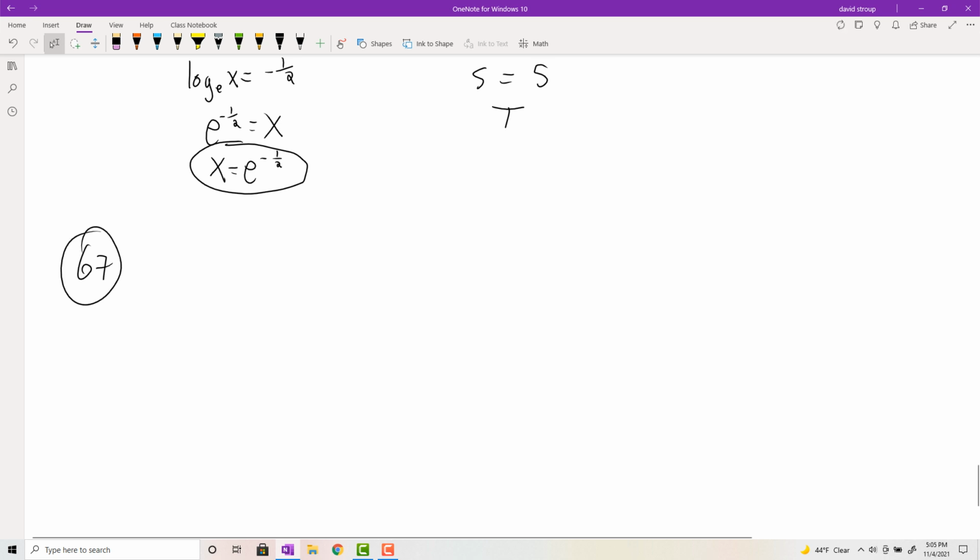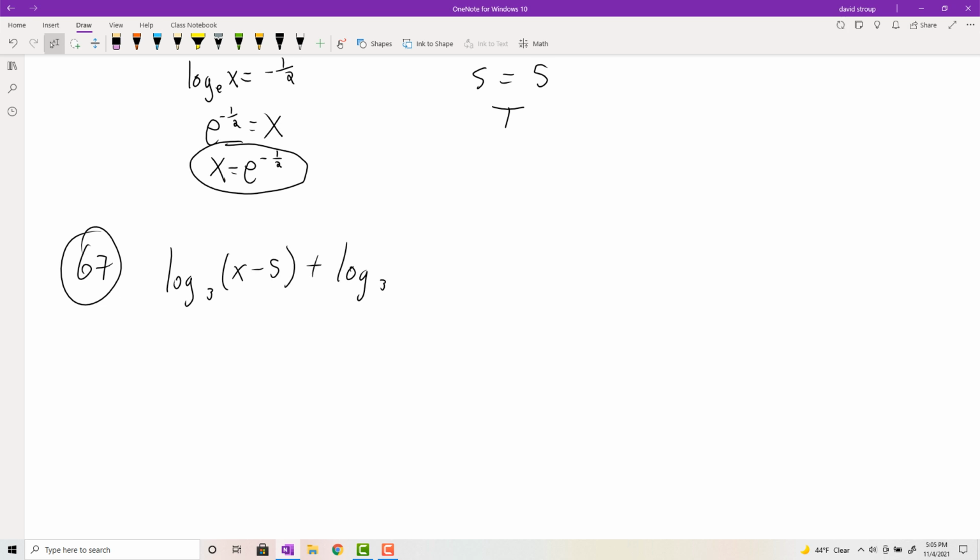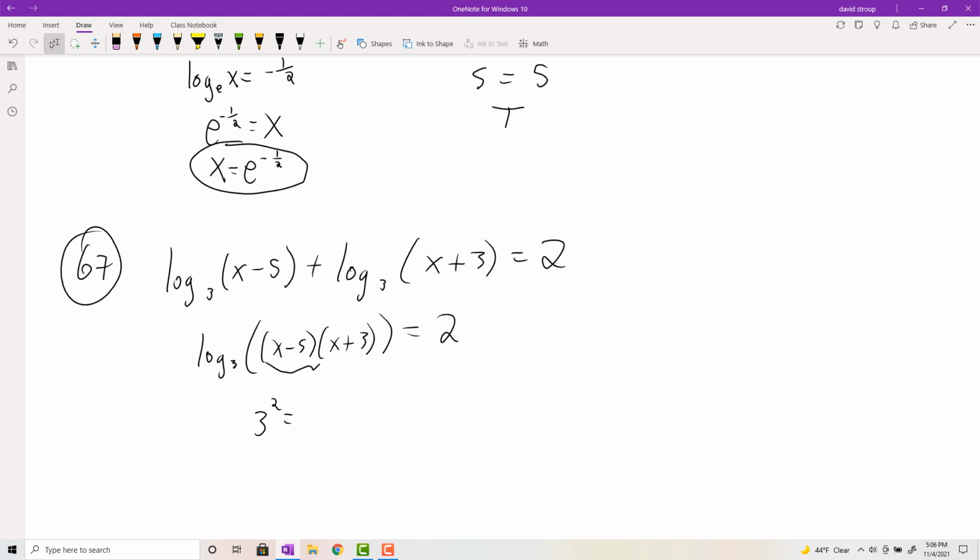Number 7 is the same type, but this time we have to use the properties of logs to simplify, and then we'll use the definition of the log to set up our equation. First I'm going to use the product rule, and I'll have (x minus 5) times (x plus 3) equals 2. Then from the definition, 3 to the second power equals (x minus 5) times (x plus 3). Let's go ahead and FOIL that out.